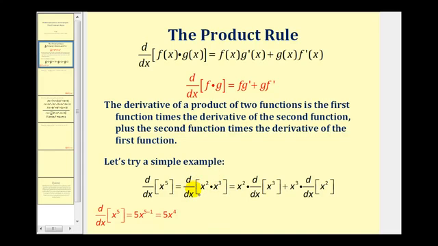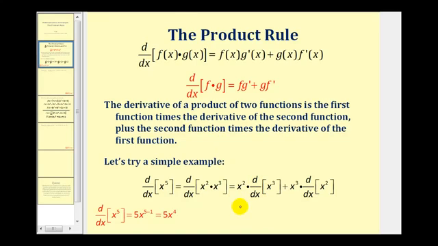So if we applied the product rule in this form, we'd have the first function, which is x squared, times the derivative of the second function, which is x to the third, plus the second function, which is x to the third, times the derivative of the first function, which would be the derivative of x to the second. So let's go ahead and find these two derivatives and simplify to make sure we still get 5x to the fourth, which we know to be the derivative.